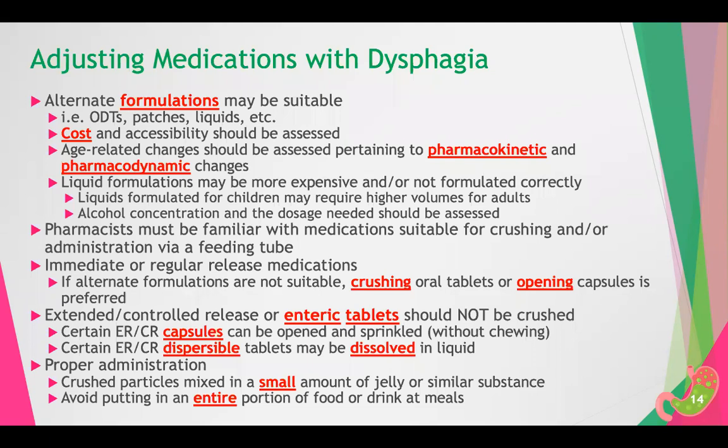We also have to take into account some of those age-related changes that might cause pharmacokinetic and pharmacodynamic alterations in drug metabolism. So for example, our patches, we know that our older patients do have changes in their skin. So if there's a formulation available, we'd have to make sure that it would be okay for them to have the actual patch and that they won't be put at risk for having higher drug concentrations or lower drug concentrations depending on the medication. Liquid formulations may be more expensive or not formulated correctly.